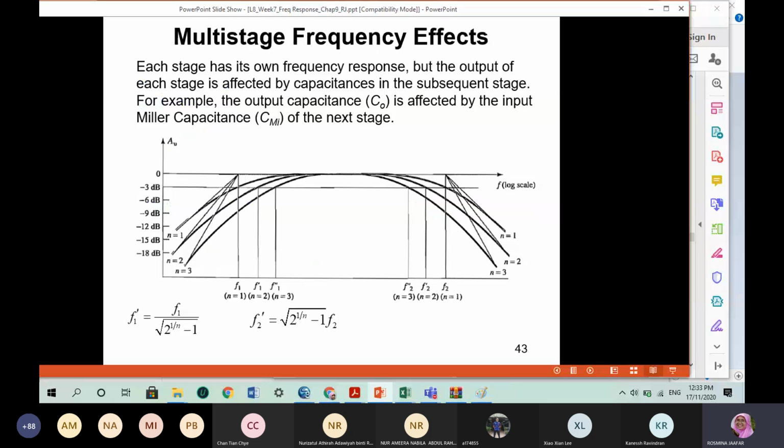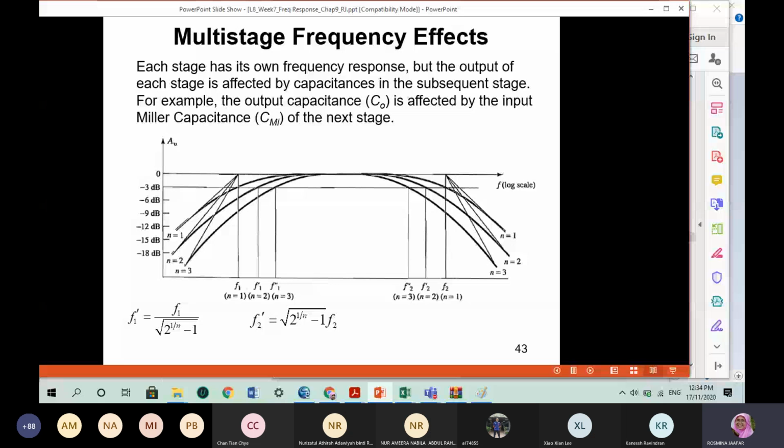If you have multi-stage frequency effects, such as when you combine low pass and bypass, you will have a band pass filter. Each stage has its own frequency response, but the output of each stage is affected by capacitance in the subsequent stage. For example, the output capacitance CO is affected by the input Miller capacitance of the next stage, and so on. So the more stages you have, the more effect, because each stage has its internal capacitance influence.